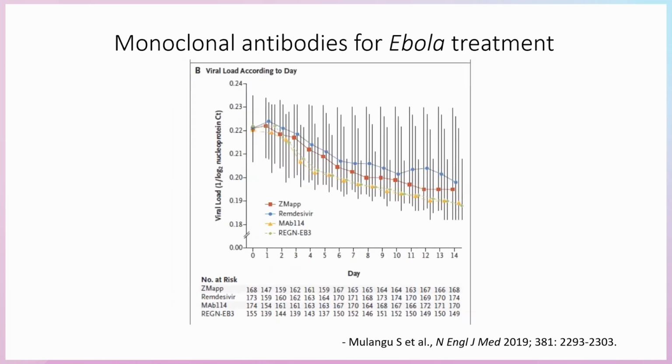Now, the viral load benefit of these monoclonal antibodies is shown in this figure. And what's evident here is that monoclonal antibody 114 and the Regeneron antibody EB3 combination had their greatest impact on viral load in the first few days after administration. If you look beyond day 4, then all 4 of these interventions are associated with reduction or clearance in Ebola at about the same rate. So the major benefit for the human monoclonal antibodies appears to have occurred in the first few days after administration.